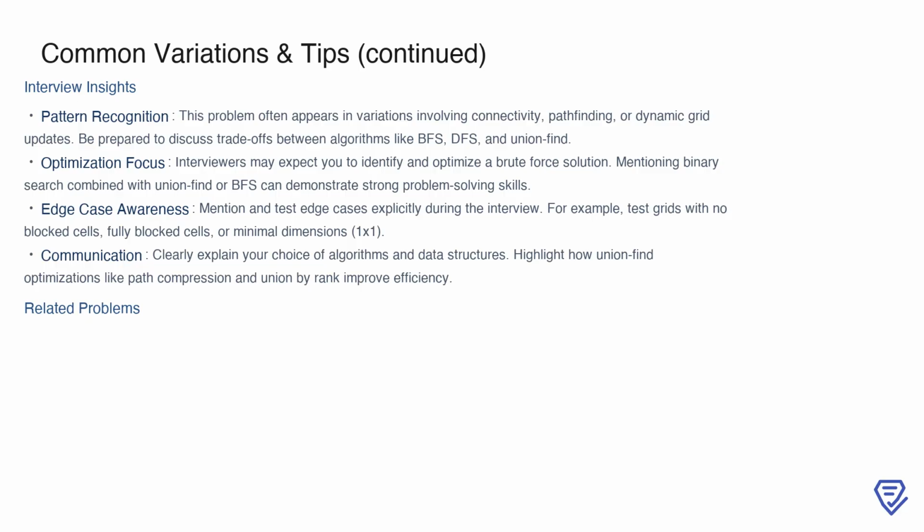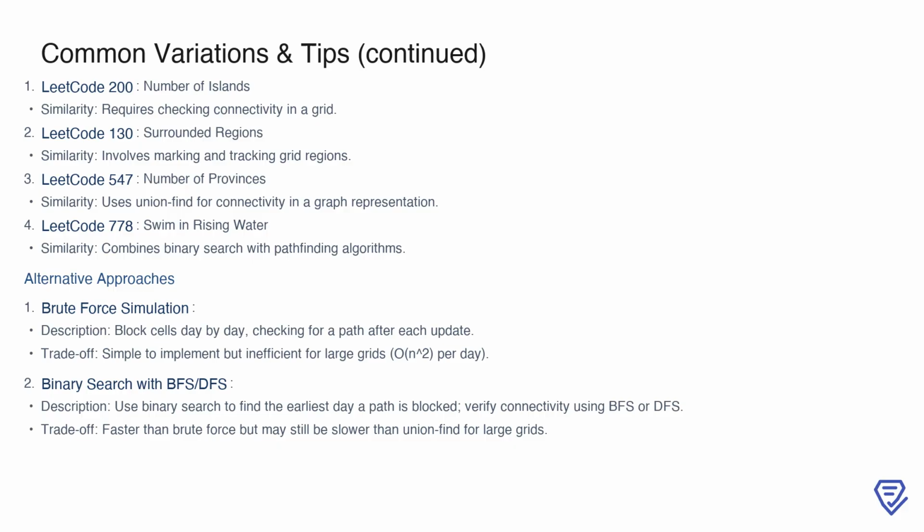Edge case awareness is also important. Be sure to explicitly mention and test scenarios like grids with no blocked cells, fully blocked grids, or minimal dimensions like a 1x1 grid. Lastly, strong communication is key. Clearly explain why you chose specific algorithms and data structures. For instance, you can discuss how union find optimizations, such as path compression and union by rank, improve efficiency compared to other approaches.